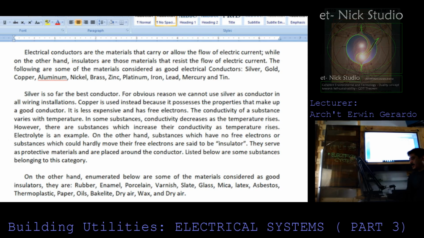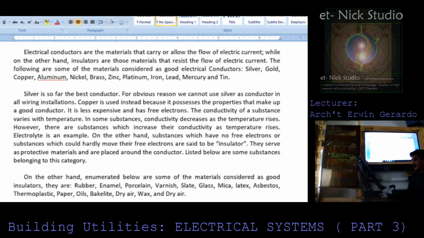For obvious reasons, you cannot use silver as conductor in all wiring installations. Copper is used instead because it possesses the properties that make up a good conductor. It is less expensive and has free electrons. The conductivity of a substance varies with temperature. In some substances, conductivity decreases as the temperature rises. However, there are substances which increase their conductivity as temperature rises.